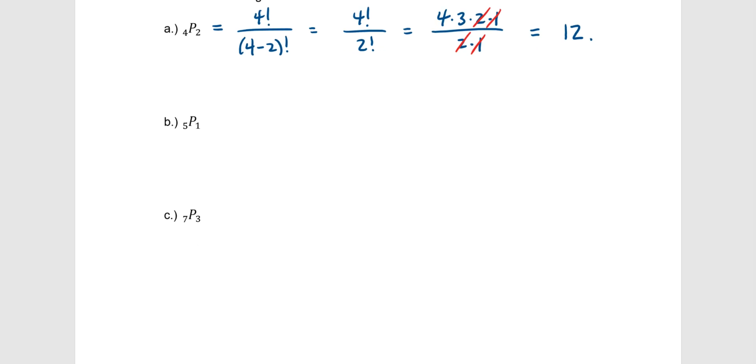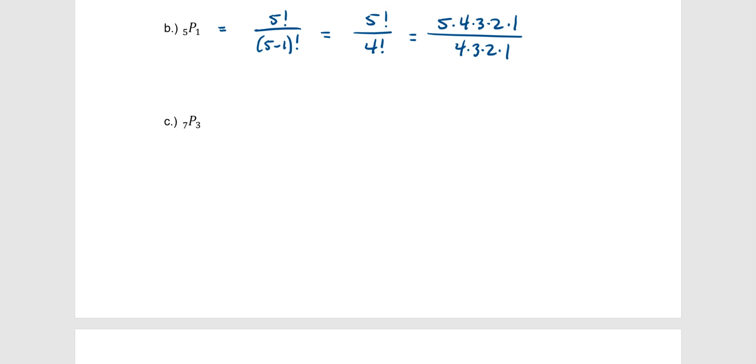Next one, we have 5P1. So 5P1 is going to be 5 factorial divided by (5 minus 1) factorial, which is 5 factorial divided by 4 factorial. So if we were to write this out, it would be 5 times 4 times 3 times 2 times 1 divided by 4 factorial, which is 4 times 3 times 2 times 1. 4 times 3 times 2 times 1 can cancel, and we're actually just left with 5.